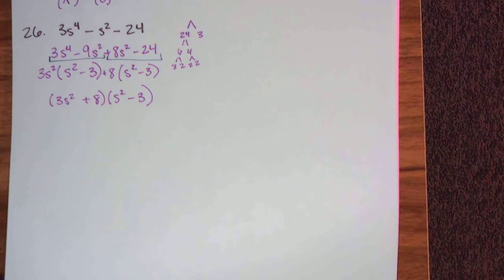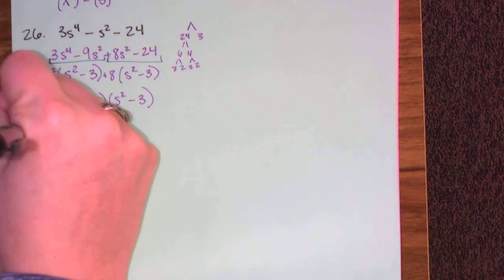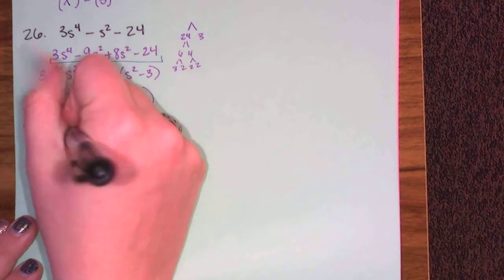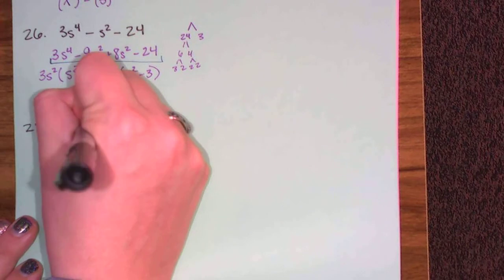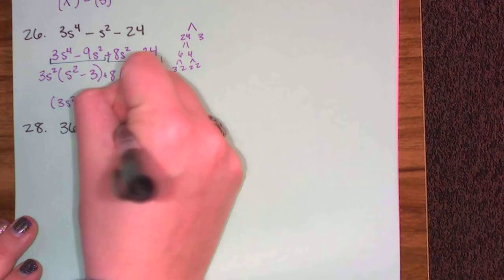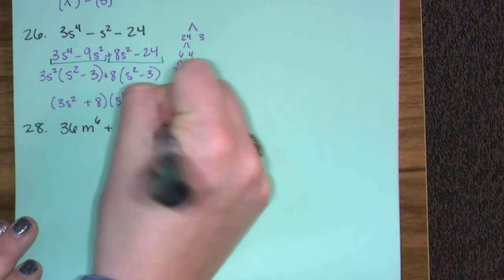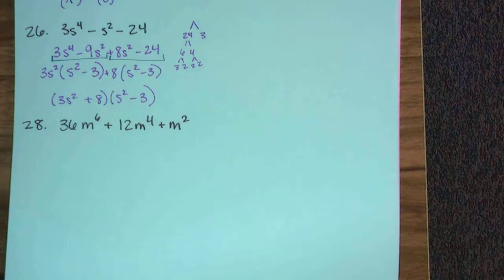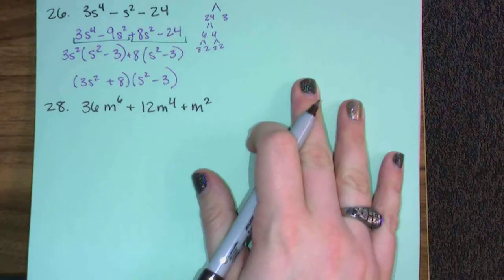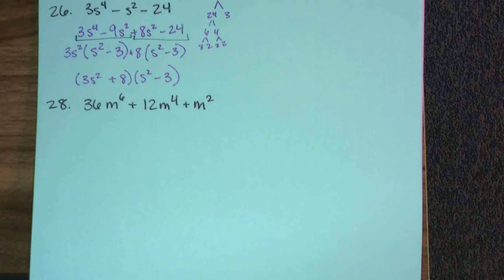So then 3s squared plus 8 times s squared minus 3. Alright, I'm going to give you one to try. 36 m to the 6th plus 12 m to the 4th plus m squared. On your own.